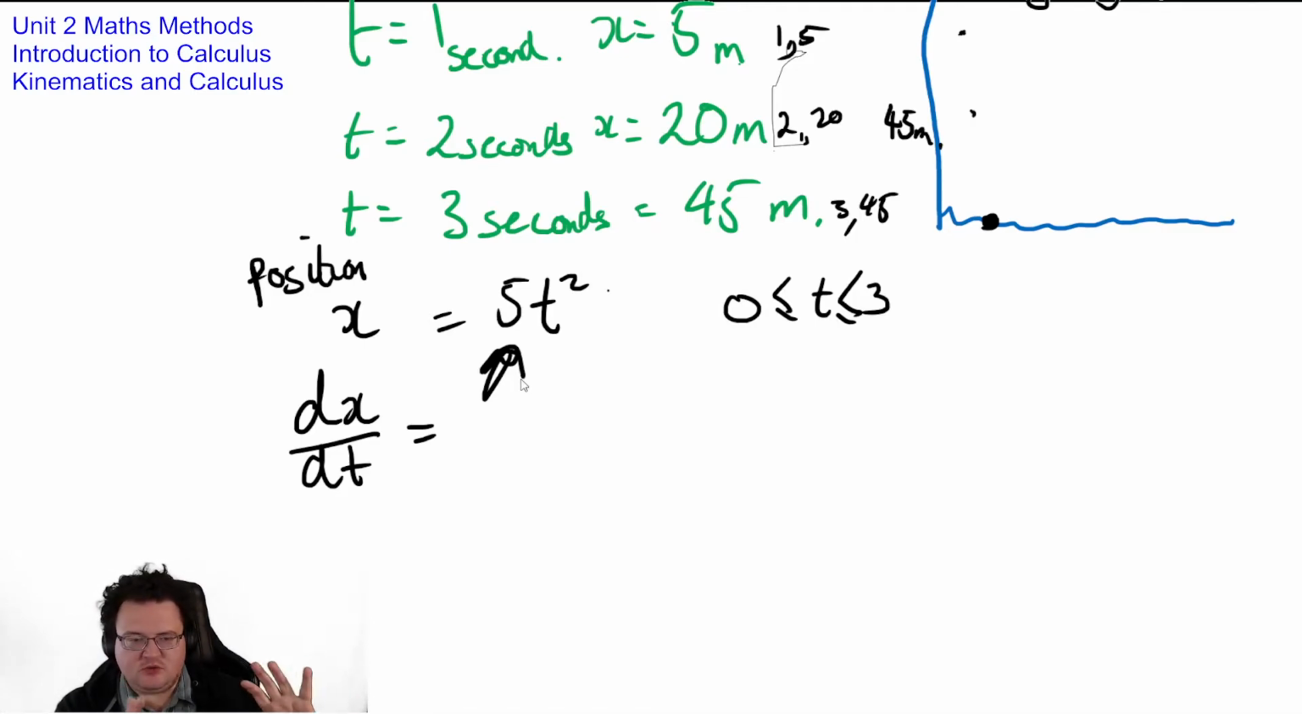All right, so we spend all this time talking about average speed. Well, using calculus, you can now find out the speed at exactly that moment by finding the exact rate of change of that position. So in this case here, if I take the differential of this, what do I have? What is dx/dt?